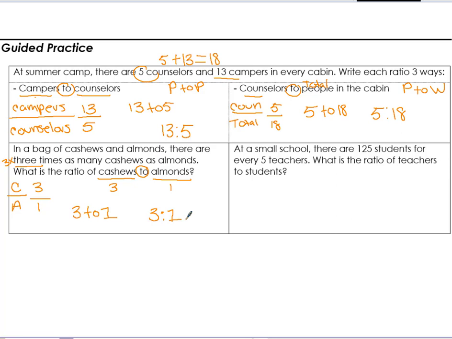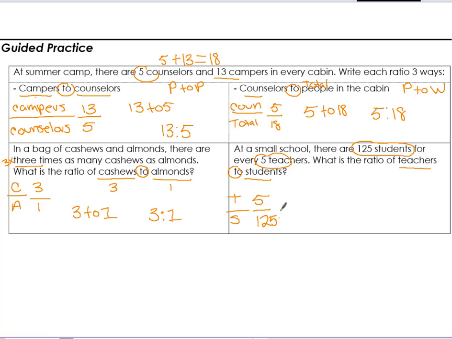And the last example. At a small school, there are 125 students for every 5 teachers. What is the ratio of teachers to students? Okay, so teachers to students. So there's 5 teachers for every 125 students.